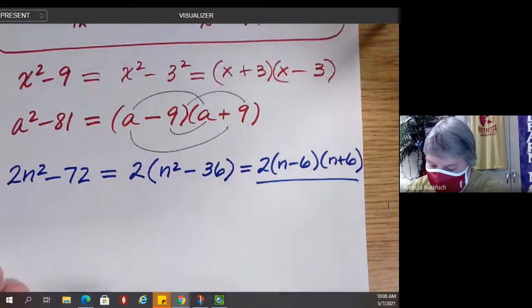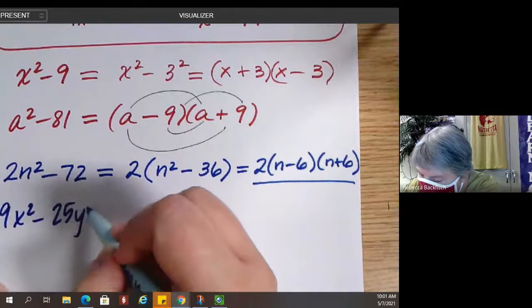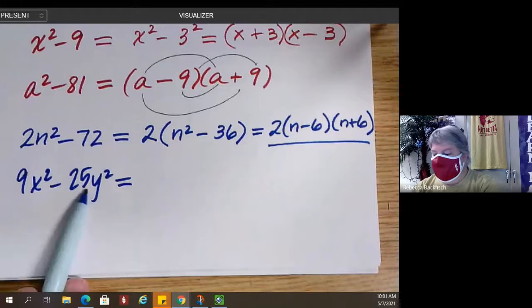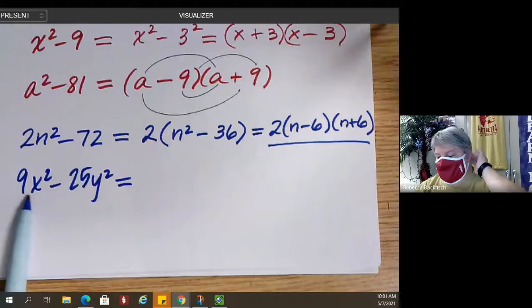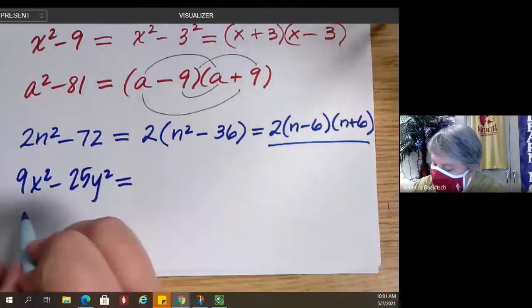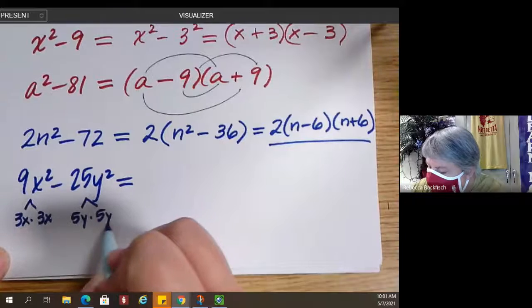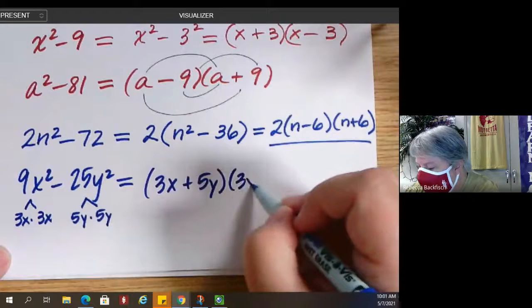All right, let's try another one. Okay, it's two terms. So first thing I always look for is a GCF. I don't have a GCF. If I don't have a GCF, or if I've already taken care of the GCF, the next thing I always look for with two terms is whether I have two different perfect squares and there's a minus between. There's definitely a minus, so it is a difference. And this is something squared, and so is this. This is 3x squared. This is 3x times 3x. This is 5y squared, 5y times 5y. So my answer is going to be 3x plus 5y times 3x minus 5y.